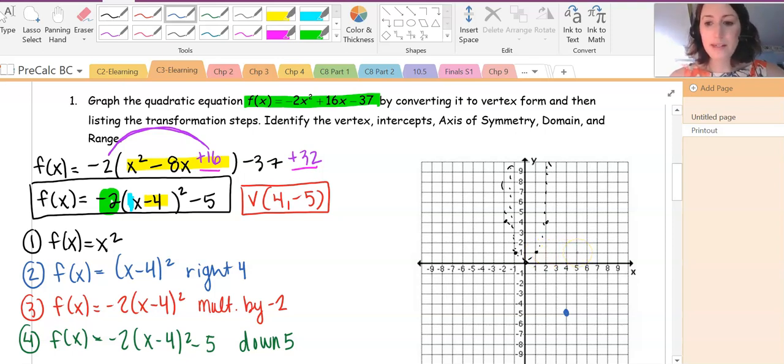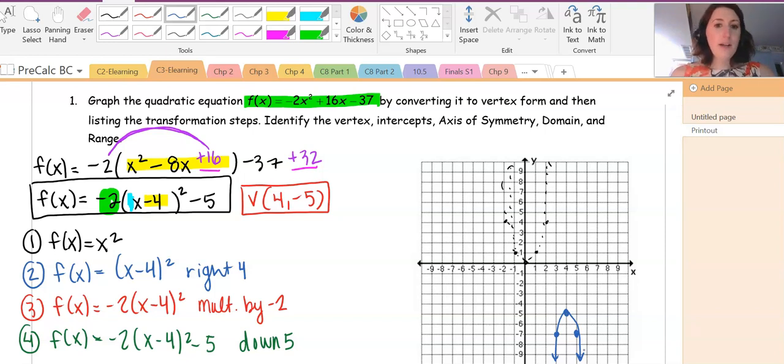Multiply my y by -2. So 1 times -2 is -2. And then I'm going down 5. 1, 2, 3, 4, 5. And then you're going to do the same thing with this other point. What some of you may realize is, hey, it's a parabola, this graph is symmetrical, so the other point should be here, and then you can just graph it. Okay, and if you type that into your calculator, it should look just like that.